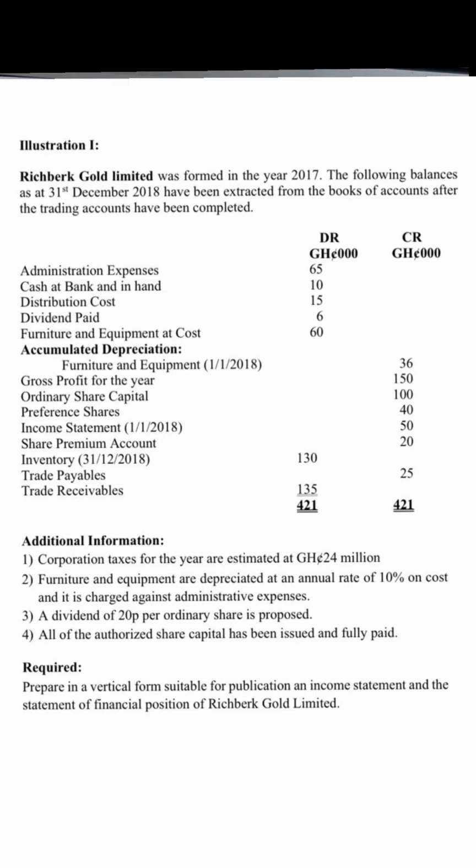Furniture and equipment at cost 60. Accumulated depreciation for furniture and equipment, that is 36. Gross profit for the year is 150, and ordinary share capital, that's 100. Preference shares is 40. Profit and loss account is the same as income statement. That is the income statement balance for the year. If the balance is in brackets, it will mean a loss. But this one, since it's 50 and it's not in brackets, it means a profit.